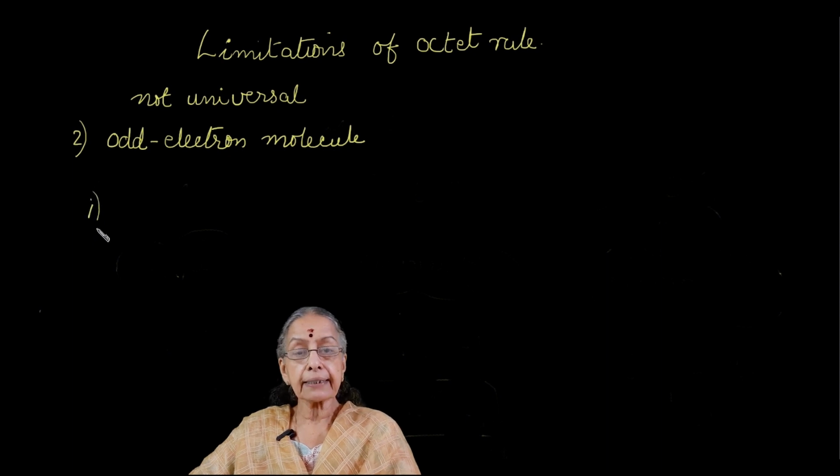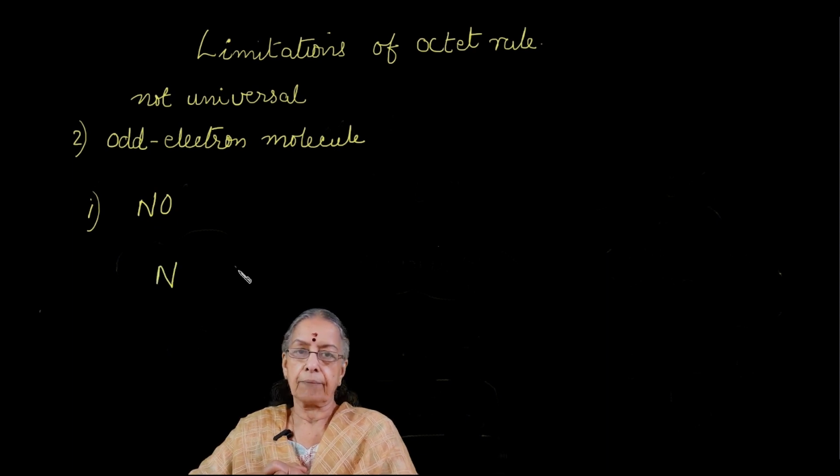First one, nitric oxide, NO. Nitrogen atom will be the central atom because it is less electronegative than oxygen. Then you have one oxygen atom. Nitrogen has 5 electrons in its outermost shell. 2 of those electrons share with 2 electrons of oxygen. So nitrogen forms one double bond with oxygen.